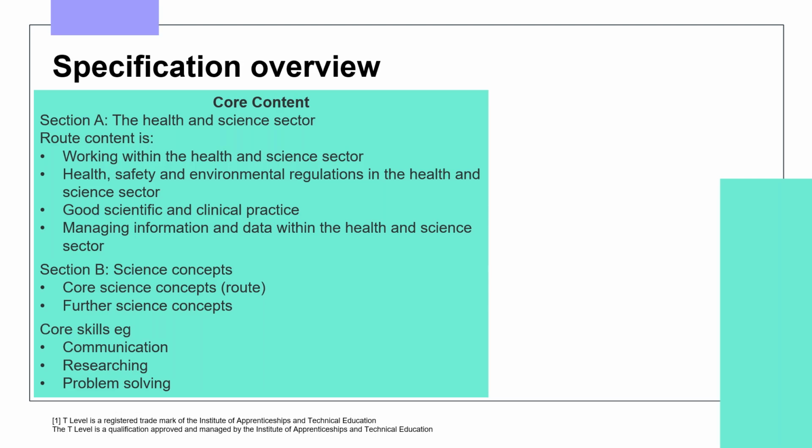Now, some of this content is also called root content, meaning it's going to be common to the health and the healthcare science T-levels too. The Section A root content are the 4 areas that are shown on the screen currently, and all of B1 is also root content.